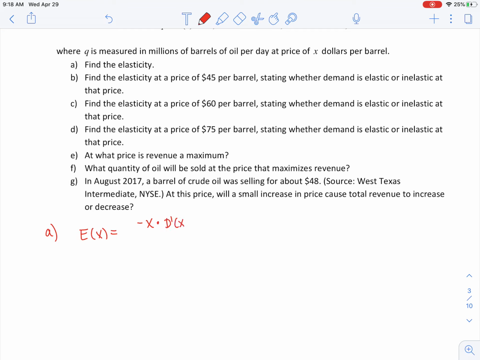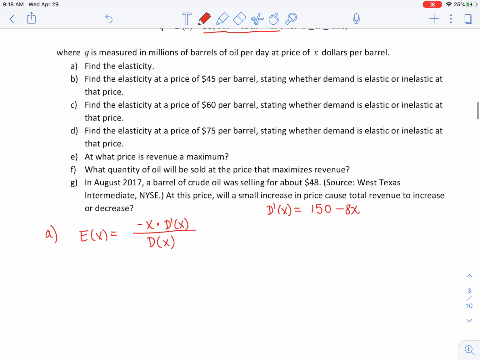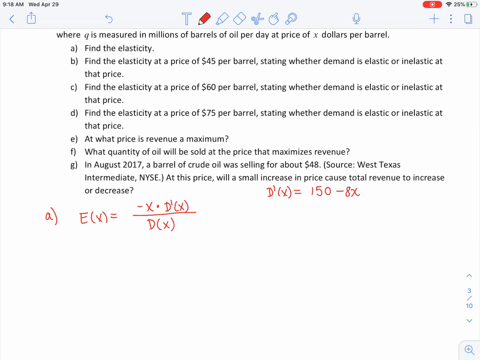Remember, the elasticity function is simply E of x equals negative x times D prime of x divided by D of x. So you will need that formula, right? So I need to find D prime of x. If the function is 35,000 plus 150x minus 4x squared, let's take the derivative of that. 35,000 is gone. 150x will give me 150. And then minus 4x squared will turn into minus 8x. So that's the derivative. I'm going to go ahead and plug this into this elasticity function.